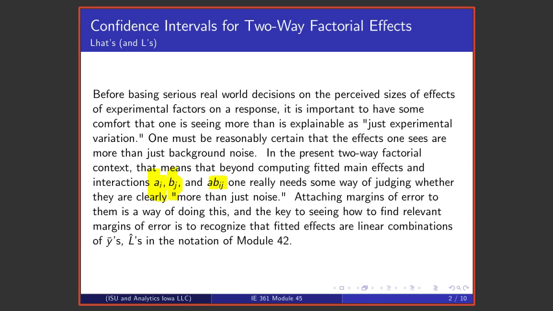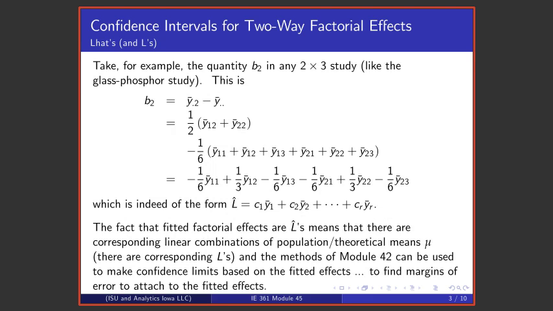The way we're going to approach this is to make use of the material from Module 42 that had to do with L's and L hats and making confidence limits for L's based on L hats, and here's how we're going to get that into play. We're going to notice that in two-way situations every main effect and two-factor interaction really is an L hat. It's a linear combination of cell means.